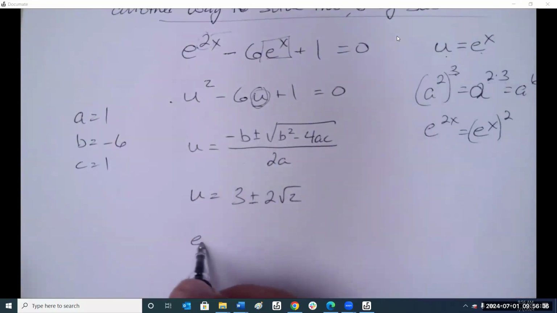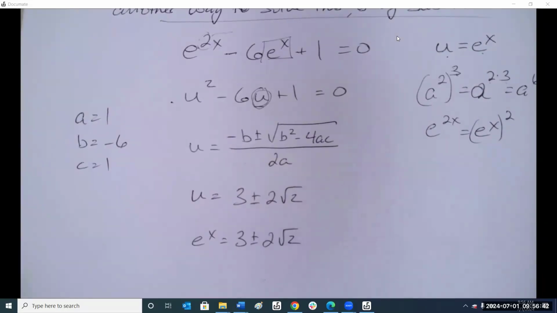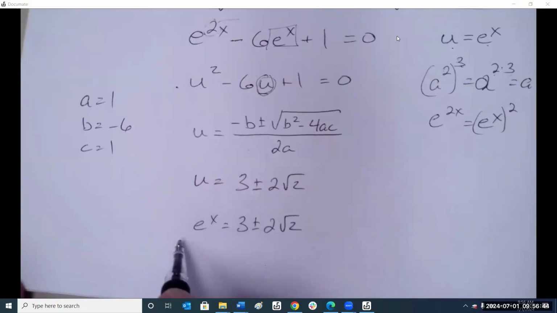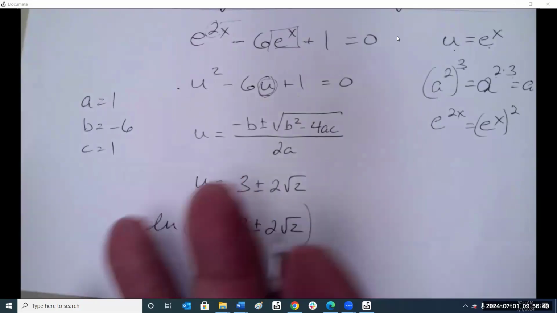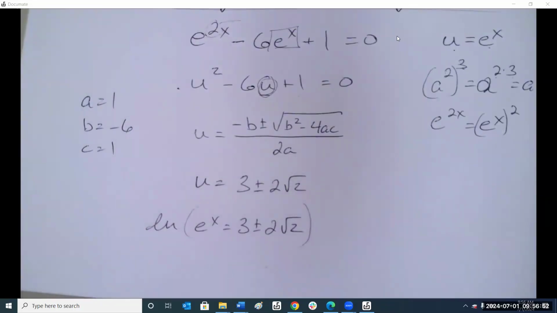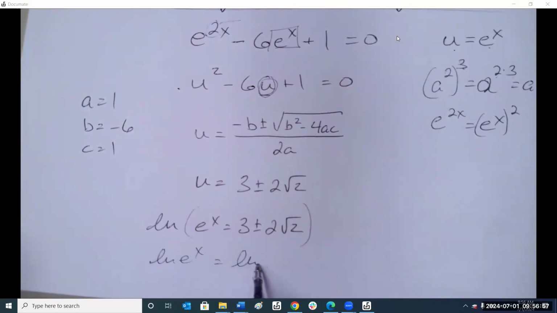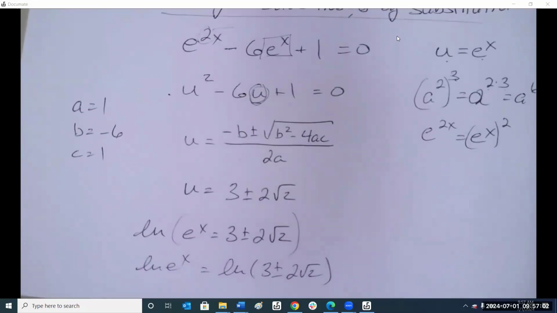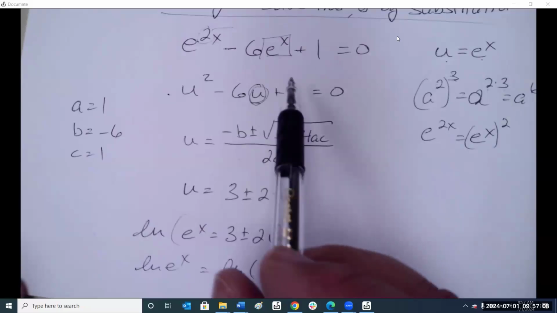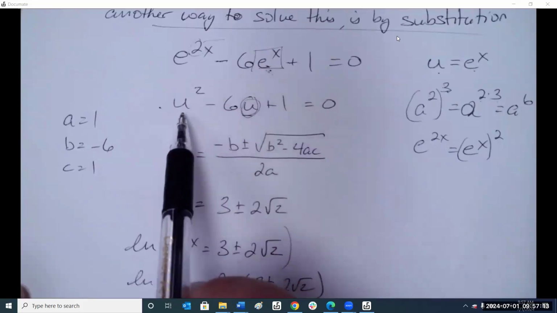u is e to the x. To get rid of the e, we take the ln of both sides, which is what we just did last time. It would give us ln e to the x equals ln of 3 plus or minus 2 radical 2. So either way works. If you want to use substitution, you can do that. Or if you see automatically that we always solve for the middle term, that's the term.